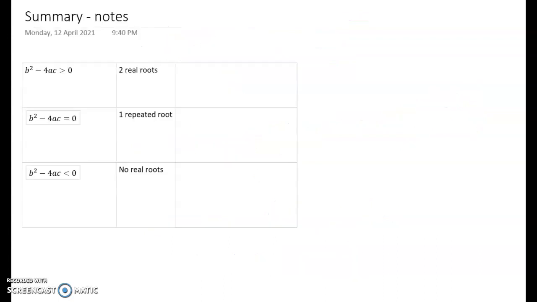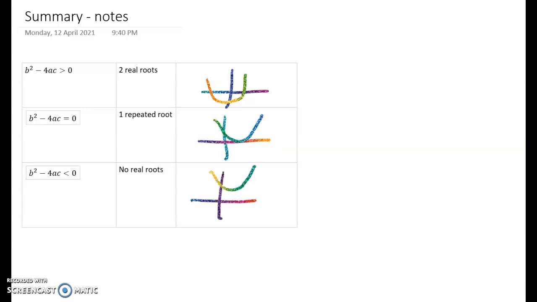Right, so here's your quick summary. When b squared minus 4ac is positive, we've got 2 real roots. When b squared minus 4ac is 0, we've got 1 repeated root. And when it's negative, we've got none.